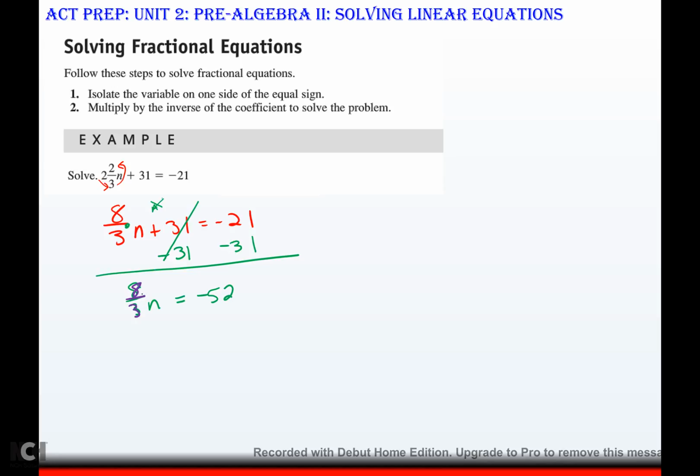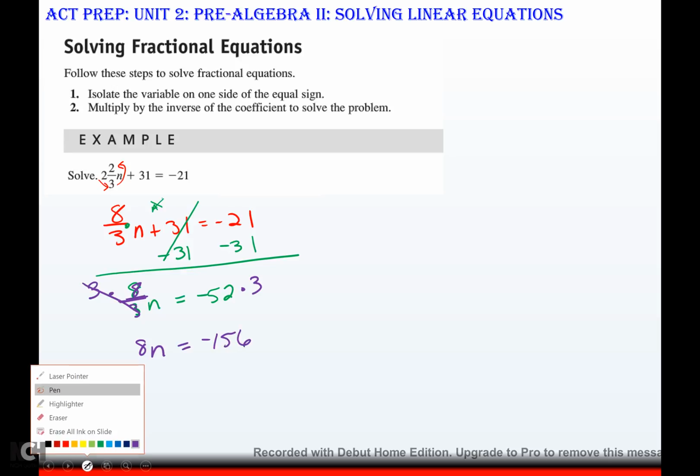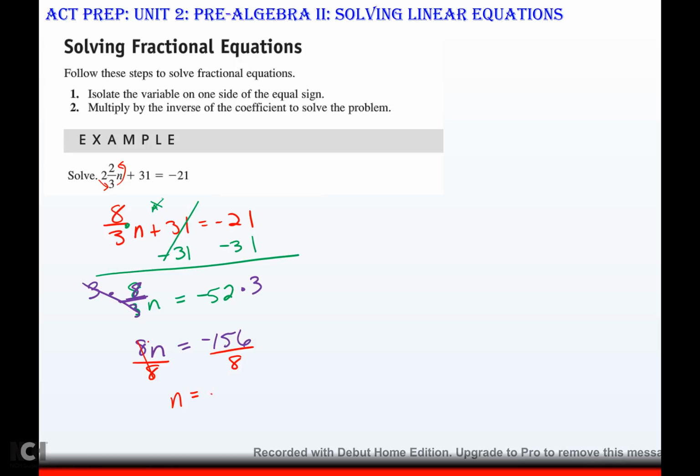I'm going to undo the dividing first. So to undo dividing by 3, I would multiply by 3. But I have to do it to both sides. When you take 3 divided by 3, it cancels, so all that's left now is 8n. And over here, if I do negative 52 times 3, I get negative 156. No more fraction. And now I can undo the multiply with divide, and I get n equals negative 19.5. Because a negative divided by a positive is a negative.